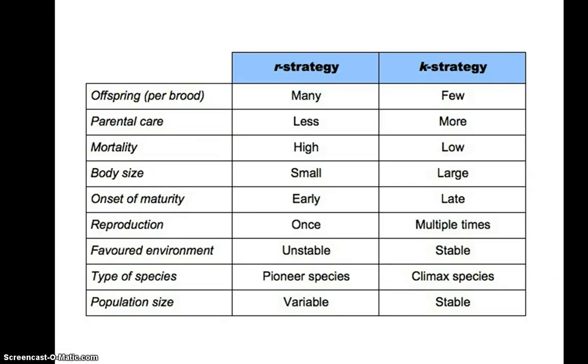And here's another list that has some of the same, but some new ones as well. So offspring, as we see, the R strategists have many, the K strategists few. Parental care is a big one that I said before. Parental care, the R strategists have a lot less. The K strategists have more. Mortality is very high for the R strategist.